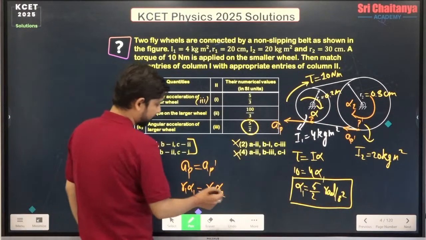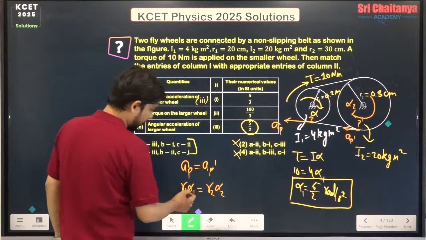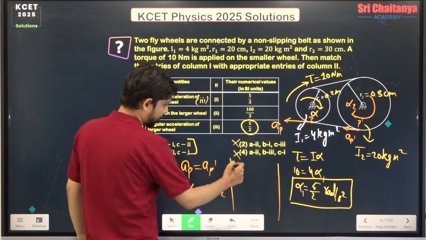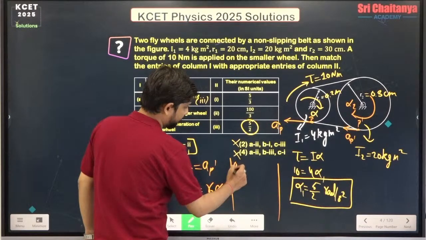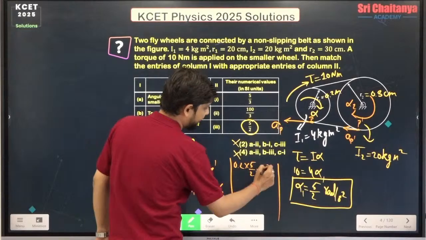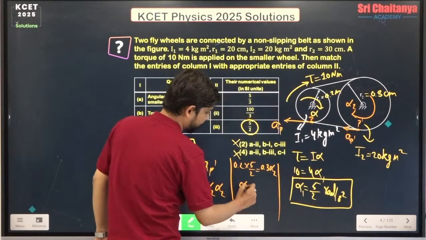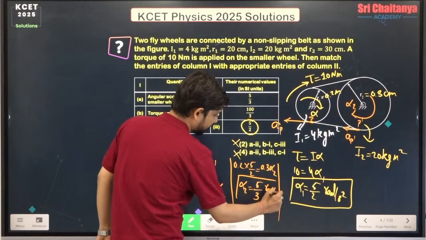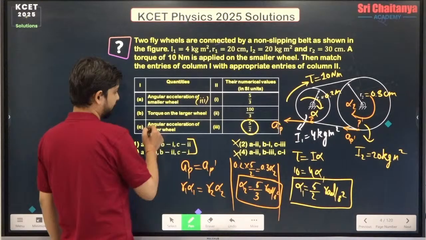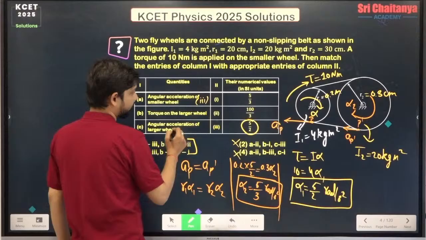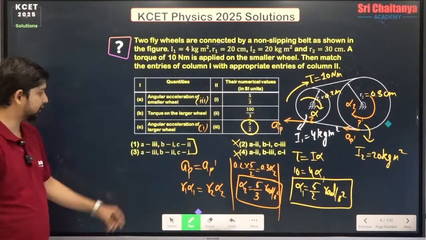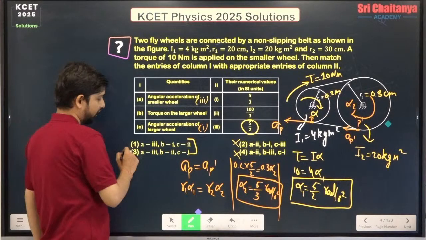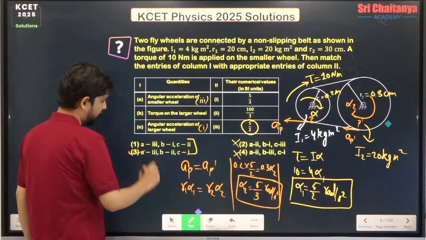And what are the values of R1, R2 and alpha? We know the values. If we put the values, R1 is 0.2 into 5 by 2 is equal to 0.3 into alpha 2. So alpha 2 will be 5 by 3 radian per second square. So from here, the angular acceleration of the larger one is this. The answer is first. We don't need to solve the B part. It is going to be third for A and first for B, so it should be the third option.